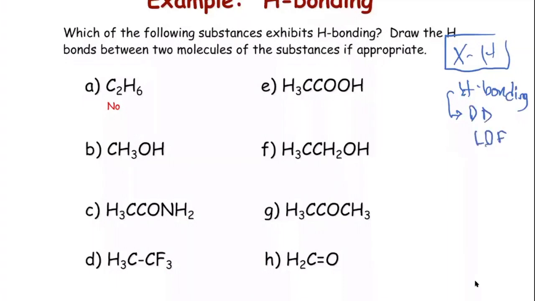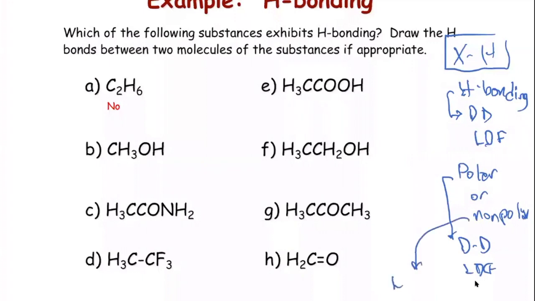If it doesn't have that X hydrogen motif, look for whether the chemical is polar or non-polar. Because if it's polar, then it will have the dipole and London dispersion force. If it's non-polar, then all it has is London dispersion force. So that's how you break this thing down.